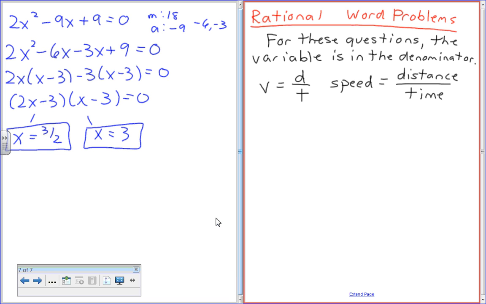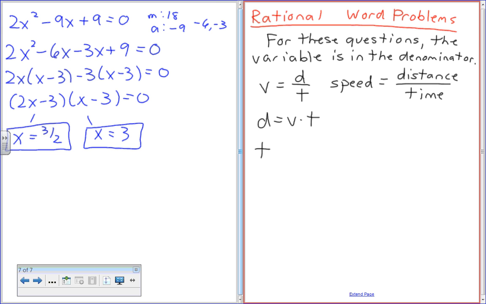Most of our questions will be speed questions. I might have to rearrange my equation. This is a triangle thing. Let's say I want to isolate d in here. What would d equal? V times t. Okay, so rearrange, I'm going to say d equals v times t.